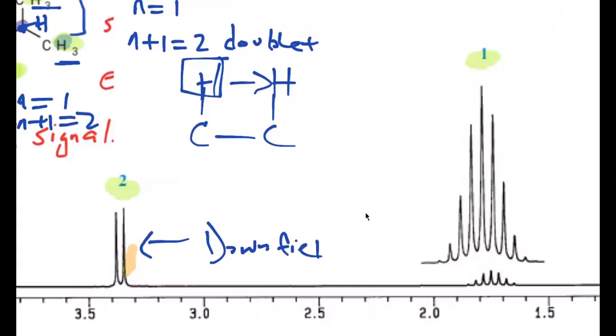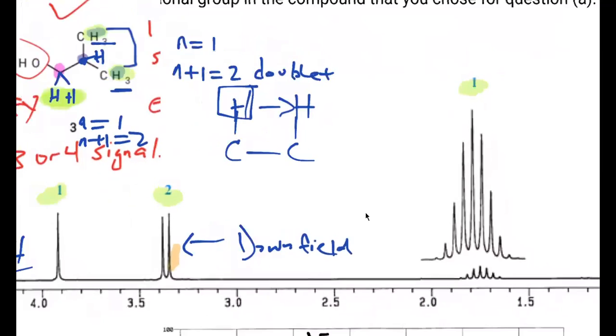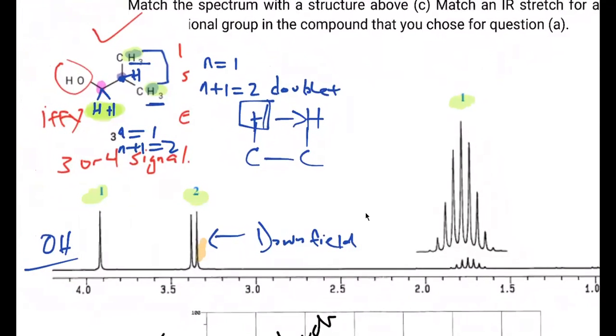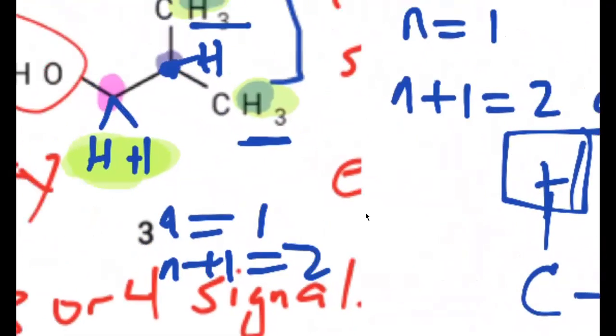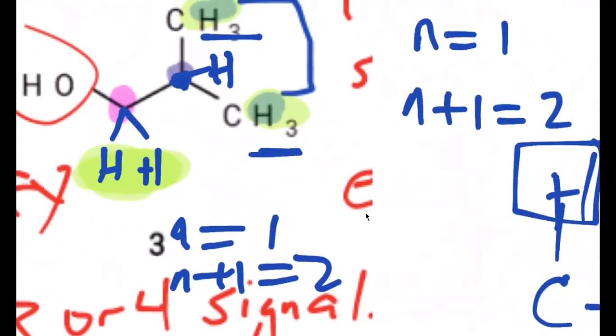So do you not count the CH3? They're too far away. Okay. Then where did you get 1 from? You still count that 1 hydrogen on the carbon next door. If it's not next door, it won't split.